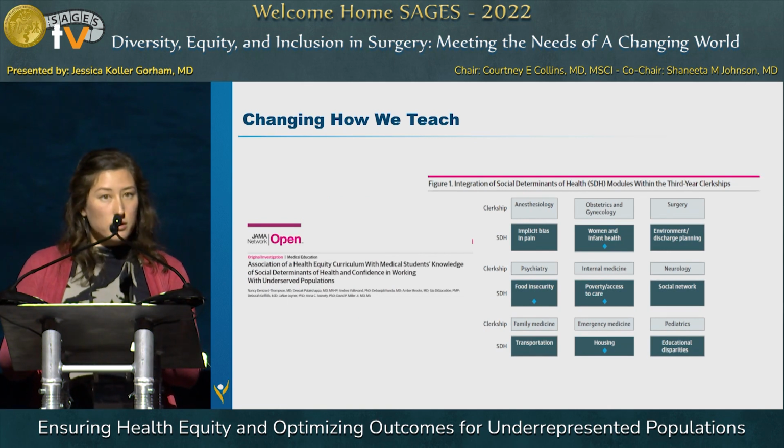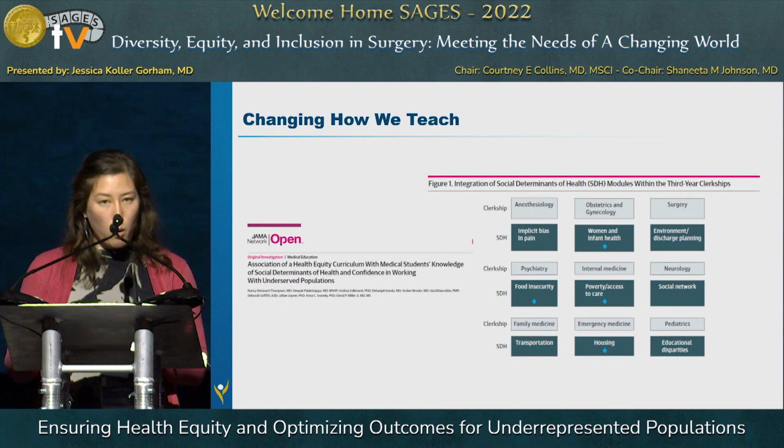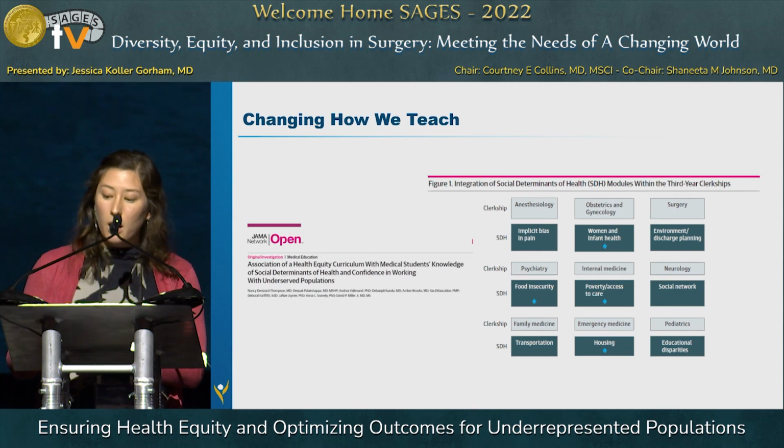This approach paired one social determinant of health with each of the required medical student clerkships, and those with diamonds partnered with nearby community organizations to create experiential learning activities such as delivering meals in low-income neighborhoods. This dedicated health equity curriculum was associated with significant improvement in students' self-reported knowledge of social determinants of health and confidence in working with underserved populations.